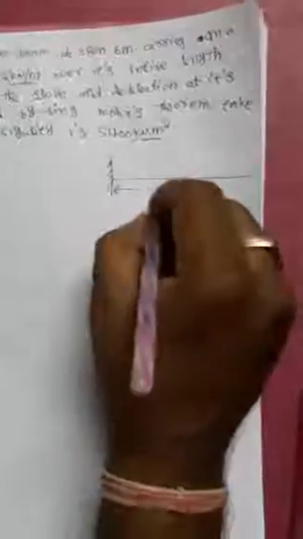So for the above question, the diagram is a cantilever beam of span 6 meters. So 6 meters is the span length, and it carries a UDL of 2 kilonewton per meter over its entire length. Over its entire length is nothing but the entire span, carrying a UDL over its entire span. That UDL is 2 kilonewton per meter.